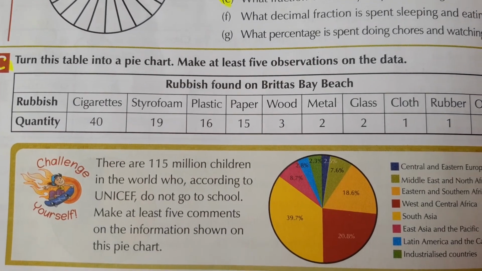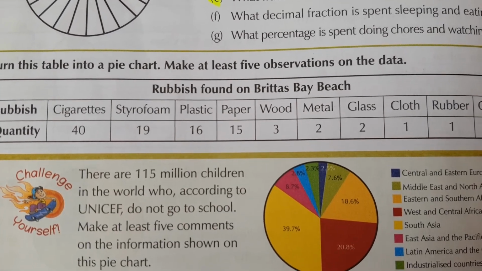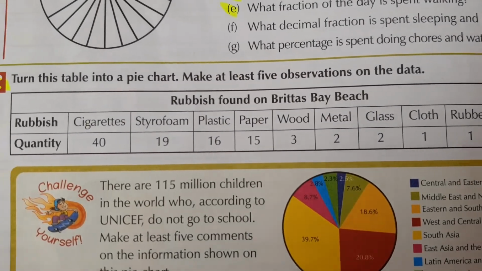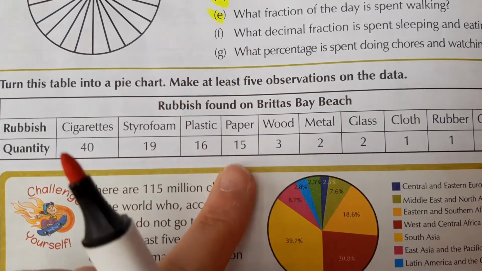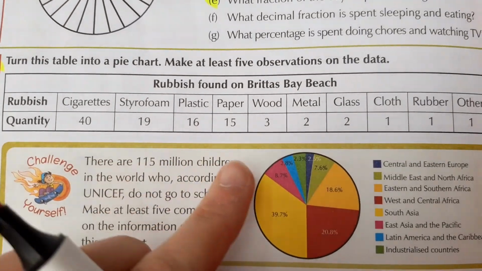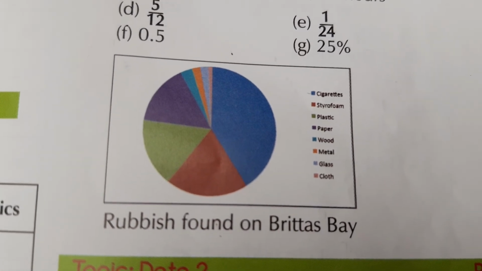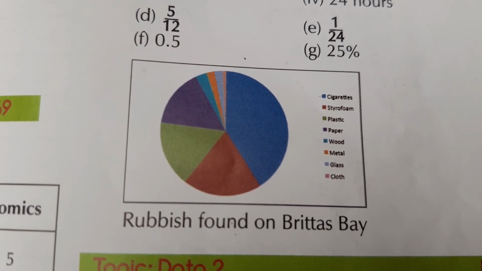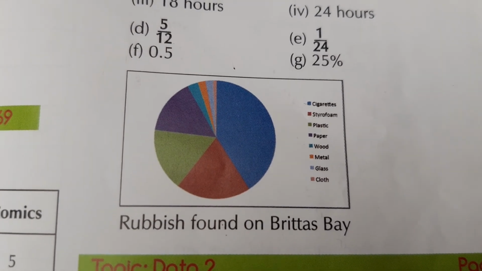This was rubbish found on Britas Bay Beach, and then those were the types of rubbish. Your greatest one there is going to be cigarettes. Then styrofoam, plastic, paper, and going on down through the others. You'll have to divide each one by 360. I know that's quite small, but that's what the answer book looks like if you were to represent each of those. Dividing each number by 360 will give you the degrees you need to calculate for each one, and that's what your pie chart should look like at the end.